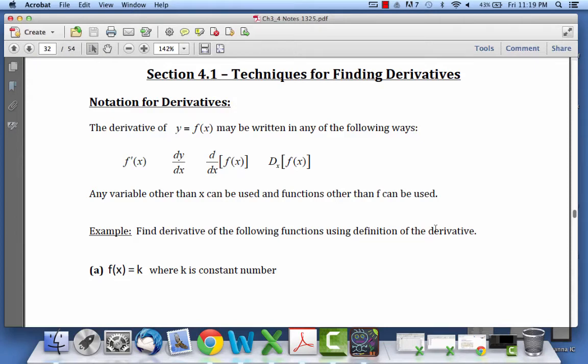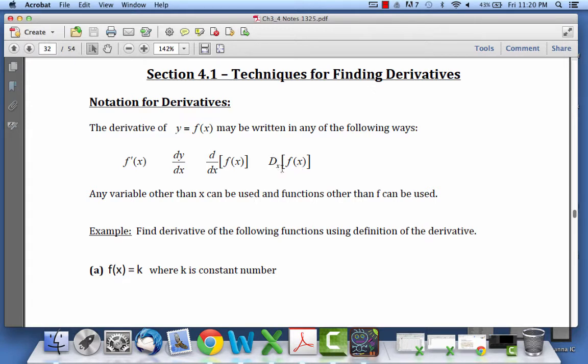Okay, so 4.1, we start out just with notation. This is just to say these are all the same. dy/dx does not indicate that y is necessarily a function of x. It does imply there's a relationship between x and y. f'(x), this having f(x) in it, and this having f(x) in it, all of those imply that it's a function of x.